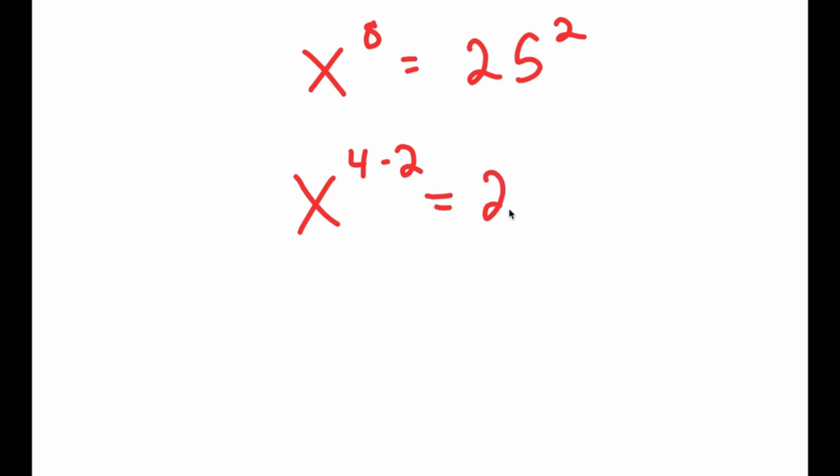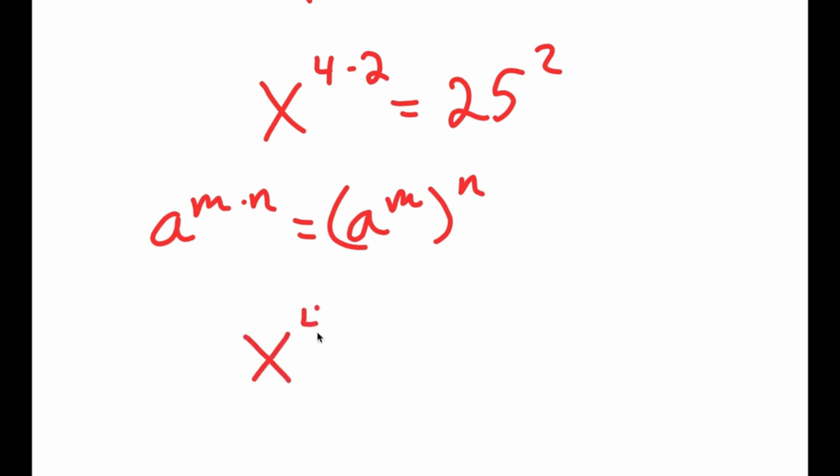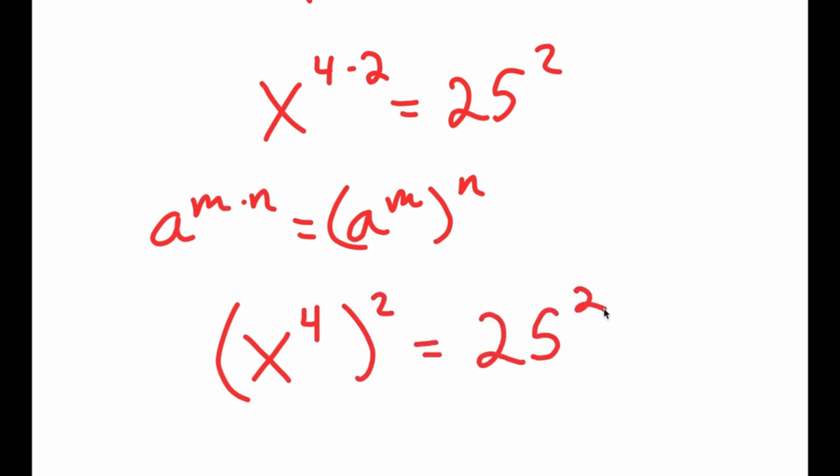Alright, so in this video, I'm going to solve the equation x to the power of 8 is equal to 25 squared. So to solve this, I'm going to first rewrite this as x to the power of 4 times 2 is equal to 25 squared. And if I have something in the form a to the power of m times n, this is equal to a to the power of m to the power of n. So x to the power of 4 times 2 is equal to x to the power of 4 to the power of 2, and this is equal to 25 squared.